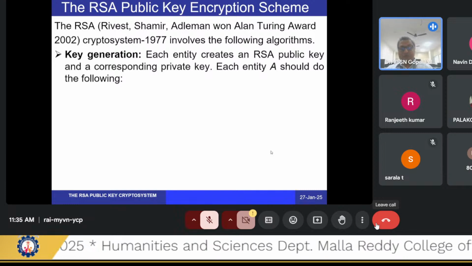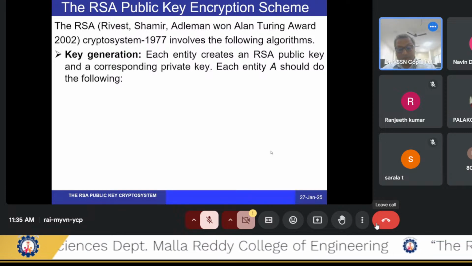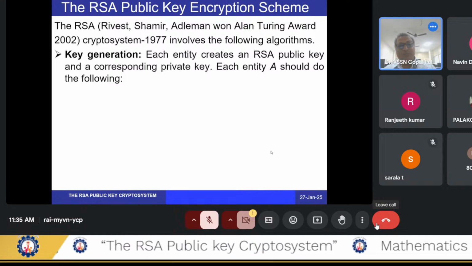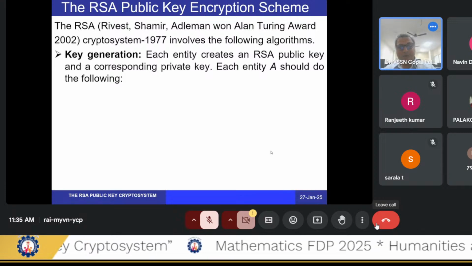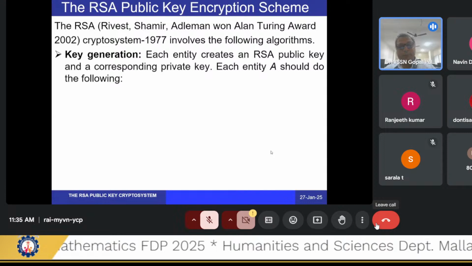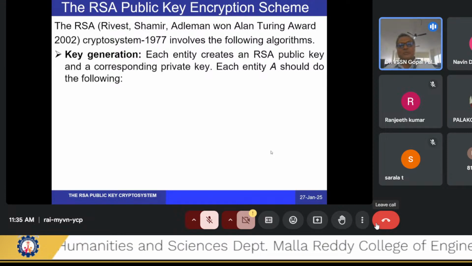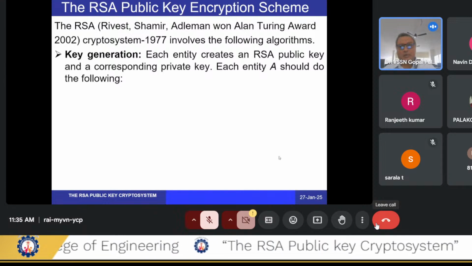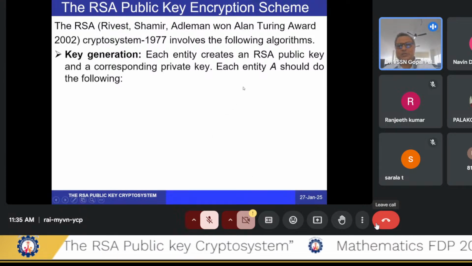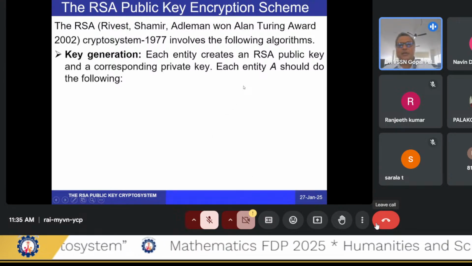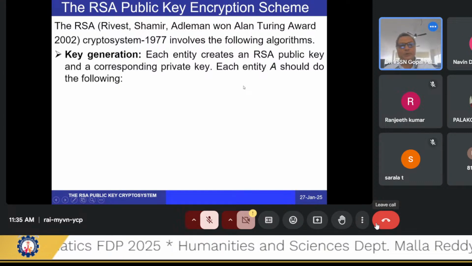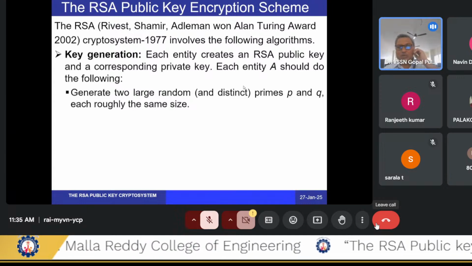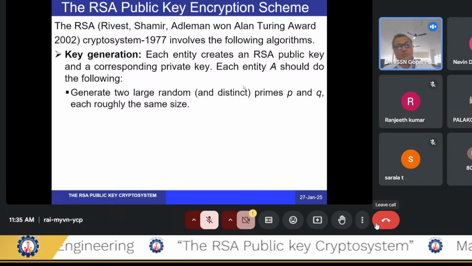This algorithm was invented by three great men, Rivest, Shamir, and Adleman. They were at MIT, the Massachusetts Institute of Technology, at that time. They invented this algorithm, which is widely used and widely accepted even today.